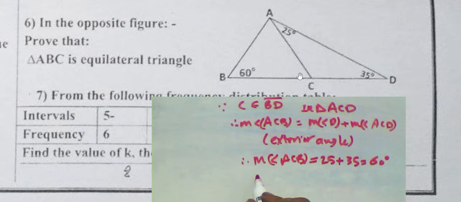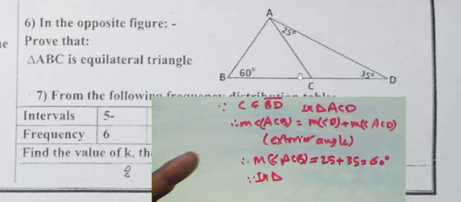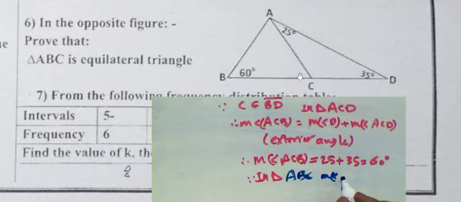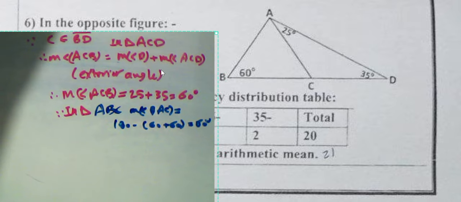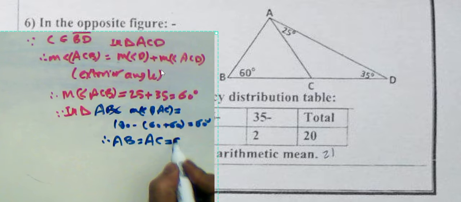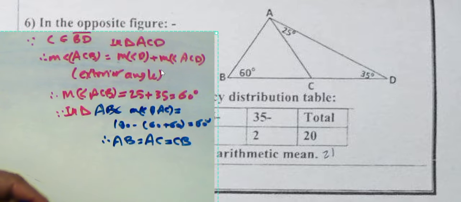Now in the triangle on the left-hand side, ACB, we have two equal angles. Then the third will be 60, because 60 plus 60 is 120, subtracted from 180 equals 60. Then in triangle ABC, the measure of angle BAC equals 180 minus 60 plus 60, which equals 60 degrees, because the sum of interior angles in a triangle equals 180. The length AB equals AC equals CB. Then this triangle will be an equilateral triangle.